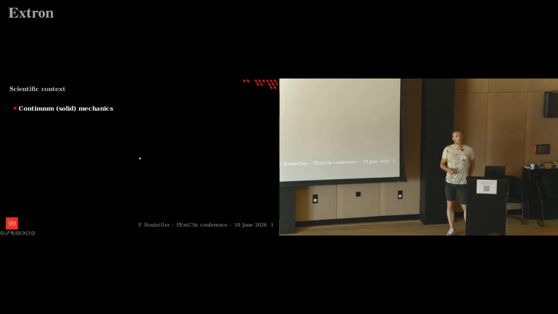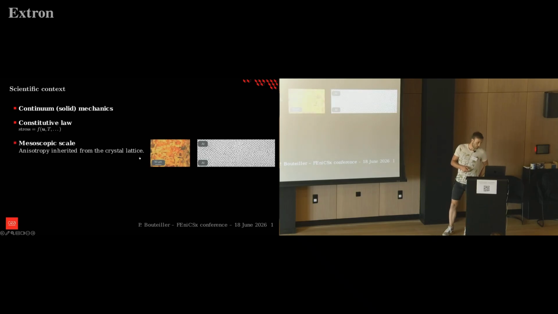I will talk about continuum mechanics, of course. I will try to explain a specific constitutive law, which is a relation between the stress, the displacement, and the temperature. I will focus on the mesoscopic scale, which means that I will zoom in on my materials, and I will try to find a constitutive law for the grains, which are highly anisotropic, even in cubic materials. And I will focus on elasticity, but finite-strain elasticity, which means that I won't talk about our dearly beloved epsilon, the linearized strain tensor.